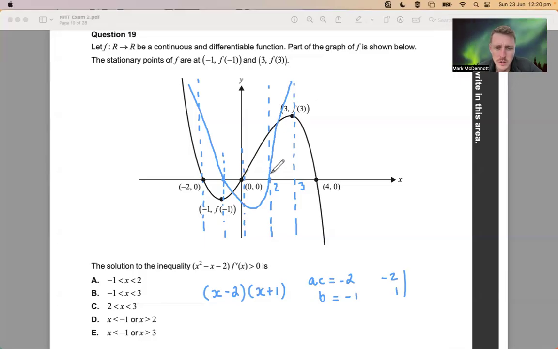Well, between 2 and 3, the blue line is positive, and the black line has a positive gradient. So that's looking pretty good. And after 3, the gradient of the black line is negative, and the blue line's positive. So that would give you a negative answer. So I think the answer is C. I think that's quite a difficult question, but a nice question though. Okay, so C is our answer there.